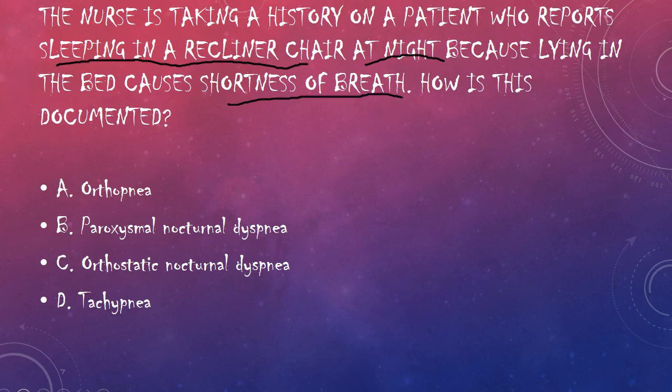The nurse is taking a history on a patient who reports sleeping in a recliner at night because lying in the bed causes shortness of breath. How is this documented? Paroxysmal nocturnal dyspnea, because they are having dyspnea at night, so that's what the nocturnal is. They're short of breath, that's the dyspnea. And paroxysmal is that it's intermittent.